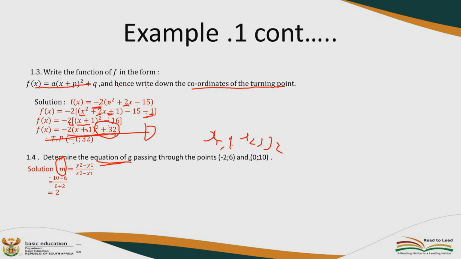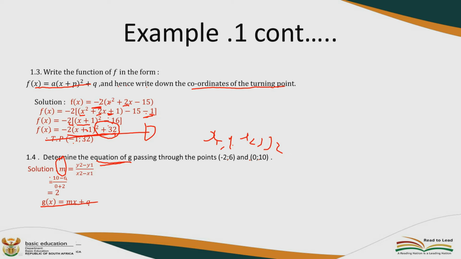Since we know the gradient, we can now determine the value of the constant term q. For you to determine the value of your q, remember, your standard form was g at x is mx plus q. To determine the constant term q, you just need to substitute these points.